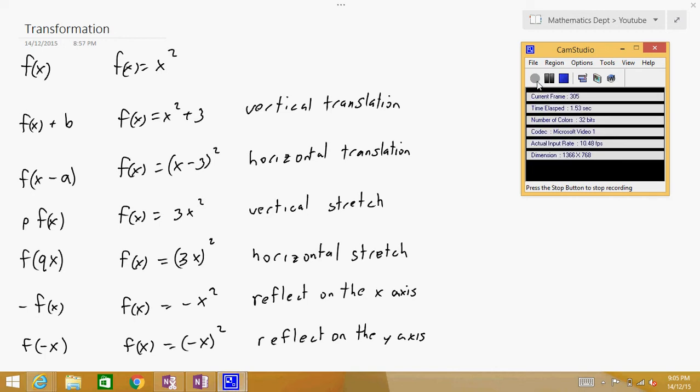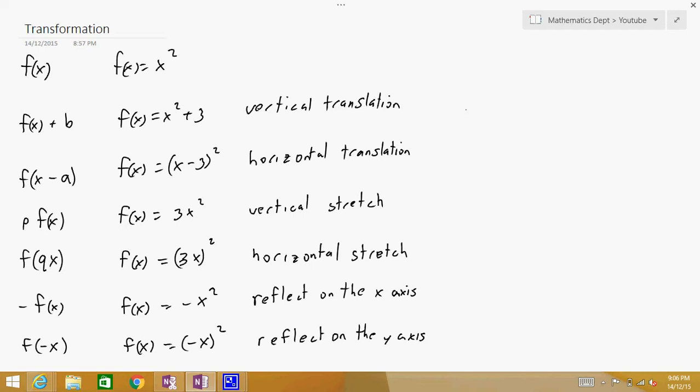Hello everyone, welcome to our lesson on transformations. Today we're going to look at transformations of a quadratic, but the rules are the exact same whether we have a quadratic or a different kind of polynomial, or whether we are using logarithm functions or exponential functions, whatever. The rules apply and are the exact same. So let's get to it.